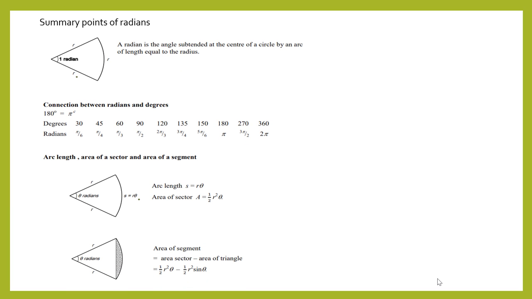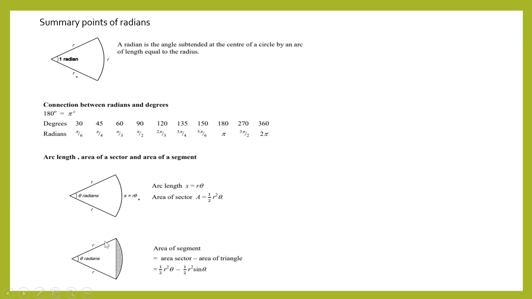Let's see some summary points of radians. As we know, the radian measure is one of the types of measure, like the degrees measure, which we have studied in the previous grades. So we have some degree angles in here and the equivalent radian measure for this angle. So 30 is pi over 6, 45 is pi over 4, and so on.